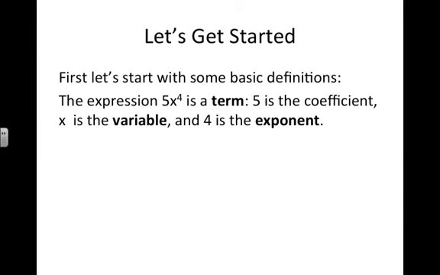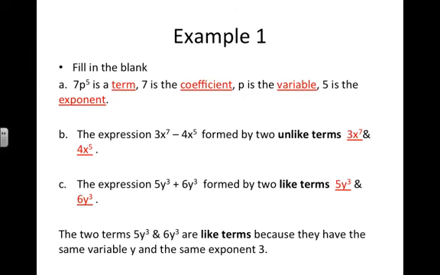The expression 5x to the fourth is a term. 5 is the coefficient of the term, x is the variable, and 4 is the exponent. We're going to fill in the blank for these. 7p to the fifth is a term. 7 is the coefficient, p is the variable, and 5 is the exponent.